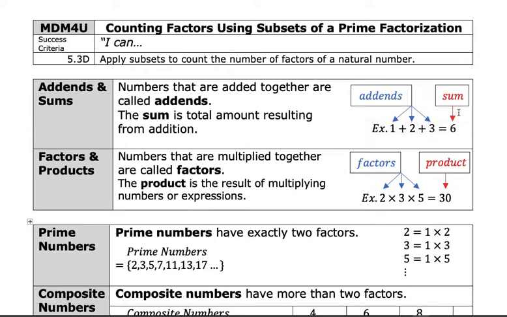The sum is the result of addition, but the individual numbers used to add are referred to as addends. And the product is the result of multiplication. The individual numbers used to multiply are called factors.